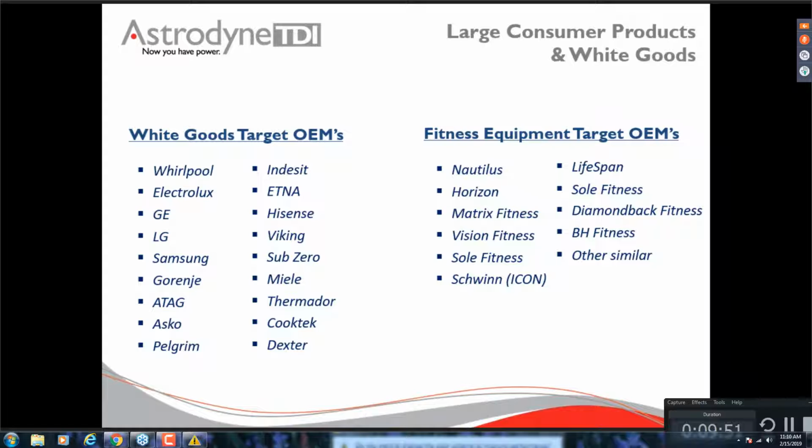What are some of the good target OEMs or companies that we can go after? For white goods, you see the list there. These are just some of the companies that are good targets, that can be a good fit for the EMI filters, and those on the right are for the fitness equipment that we're trying to target in terms of winning and driving more business.